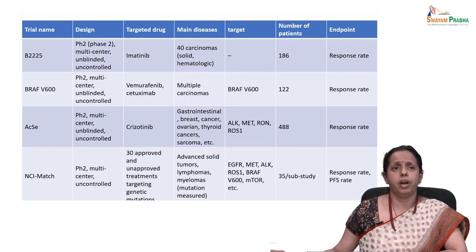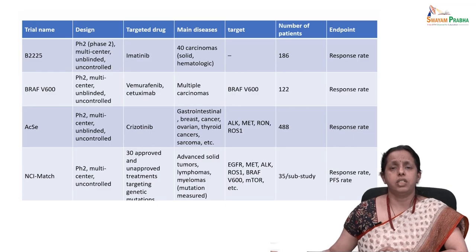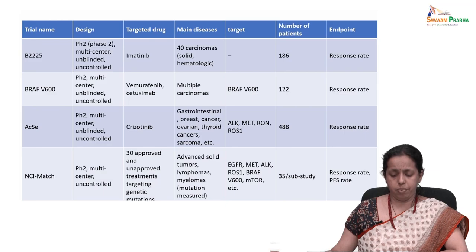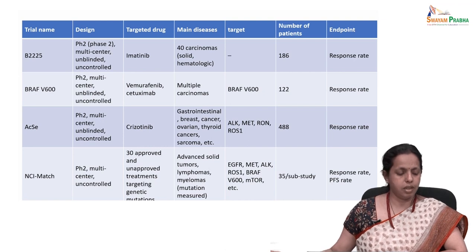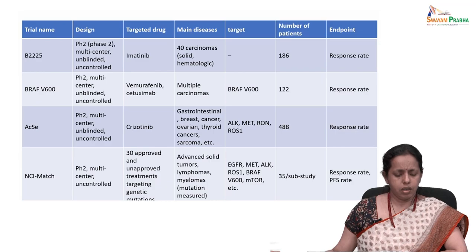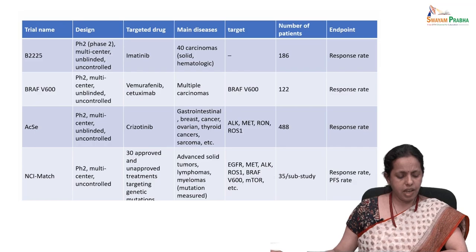You have the B225, which is a phase 2 multicenter unblinded uncontrolled trial, and they tested imatinib on 40 carcinomas. 186 patients were enrolled, and the response rate is the endpoint. Many of these trials are similar; your BRAF V600 is also a multicenter unblinded uncontrolled trial. Vemurafenib and cetuximab were tested on multiple carcinomas. Then you have 122 patients, the ACSE, which used crizotinib on gastrointestinal, breast, ovarian, thyroid cancers with ALK, MET, ROS1 fusions. 488 patients were enrolled. NCI-MATCH, which we have seen, for EGFR, MET, ALK/ROS.